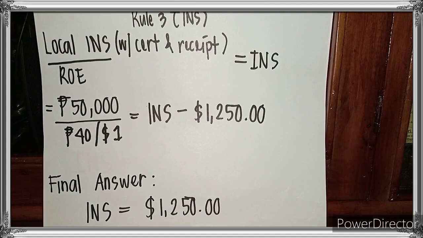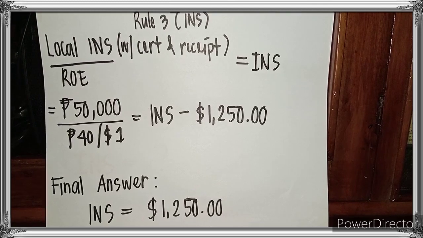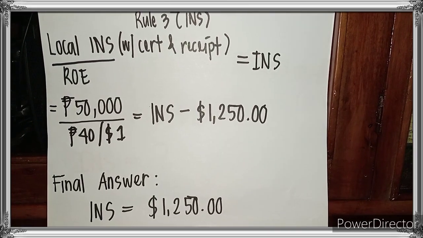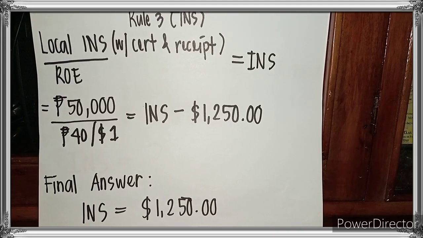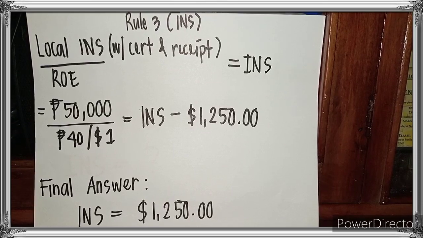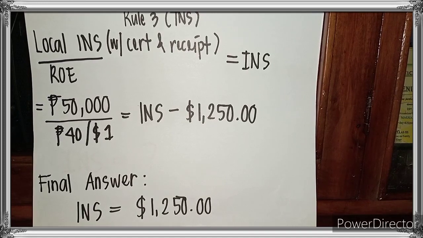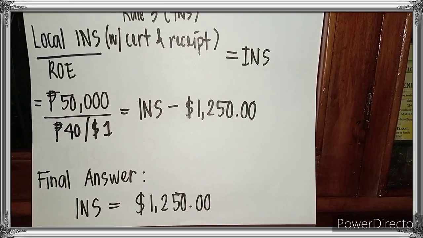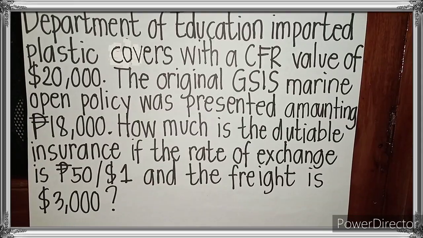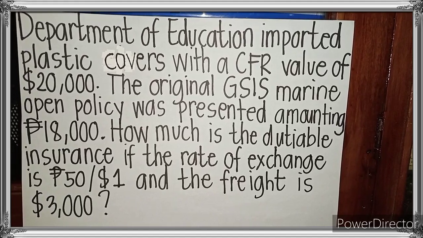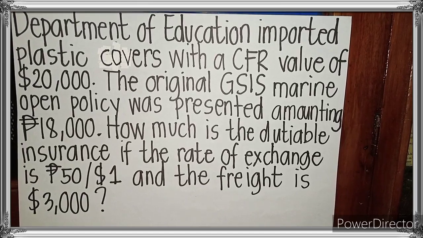Maybe you will be confused. Why did we directly divide the local insurance by the ROE? It is simply because the local insurance has presented the certificate and receipt. That is why we directly divided the local insurance by the ROE, and then we come up with the final answer of $1,250.